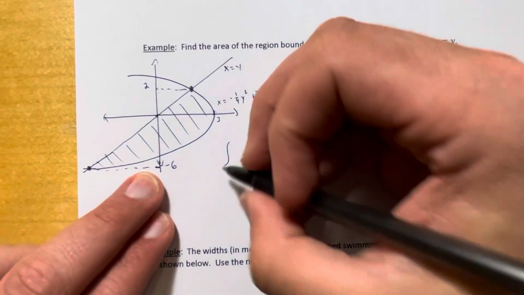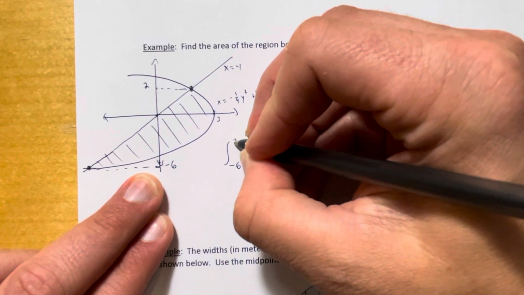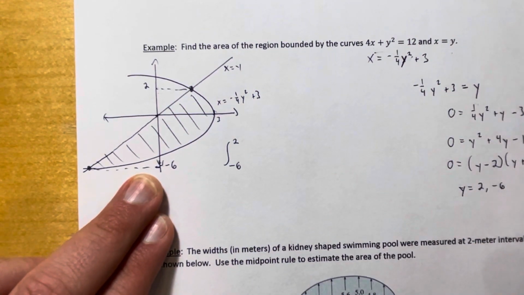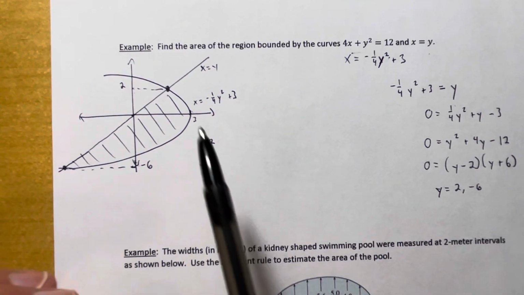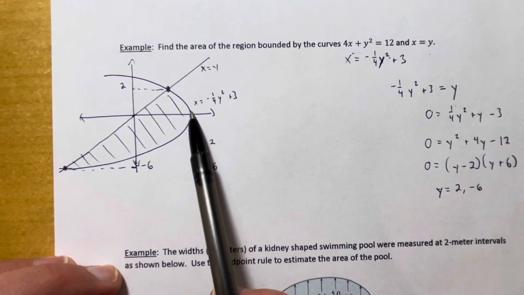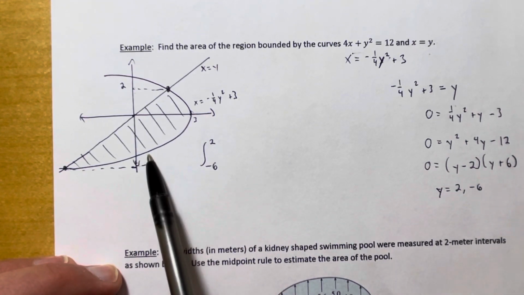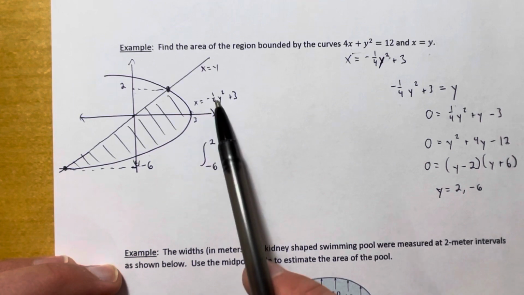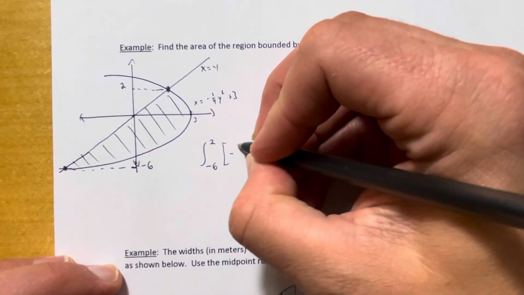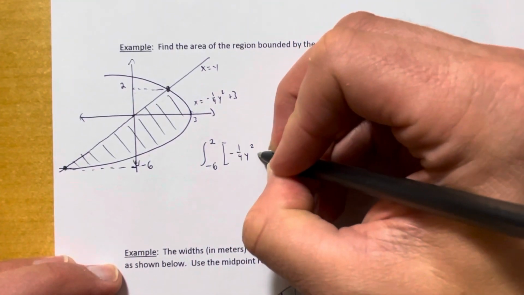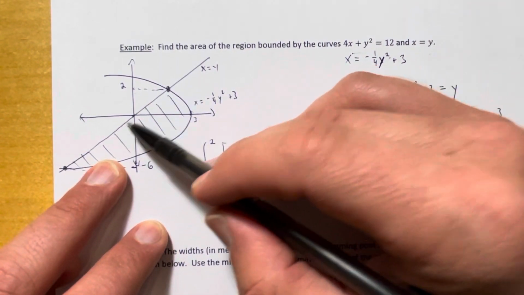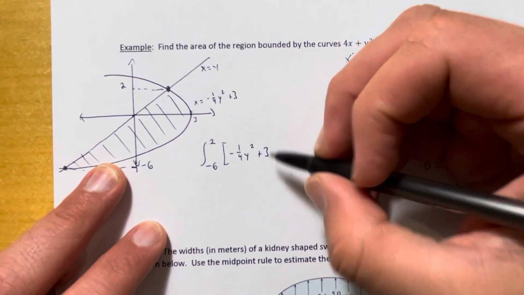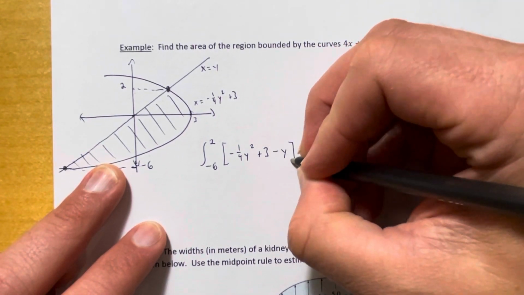Integral from -6 to 2, that's the interval we just found. Now I need to subtract my functions. So I need to figure out which function shows up first, which shows up second. And remember, for these types of curves, you go right minus left, not top minus bottom. So the rightmost function is the parabola, -1/4 y squared plus 3, minus the leftmost function, which is the line. That's just minus y. Okay?